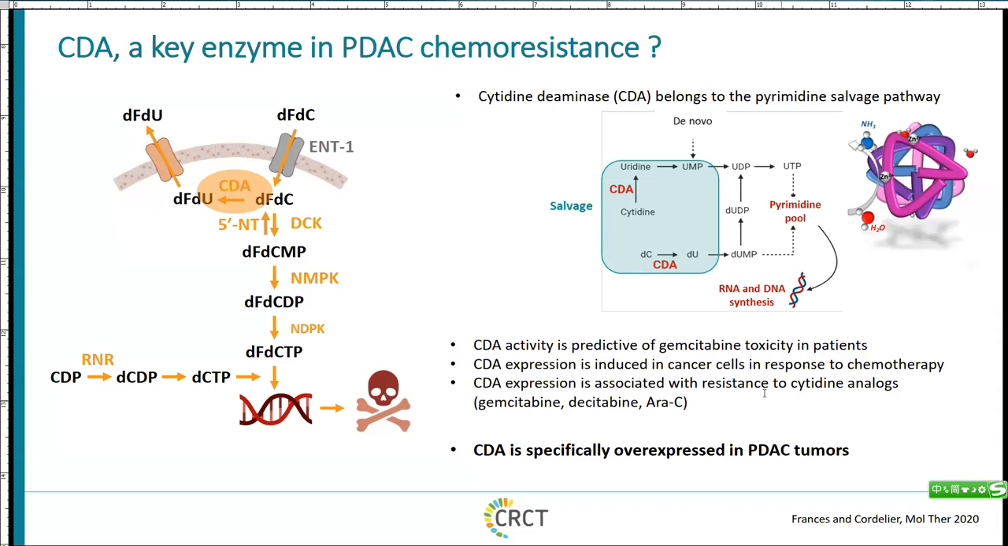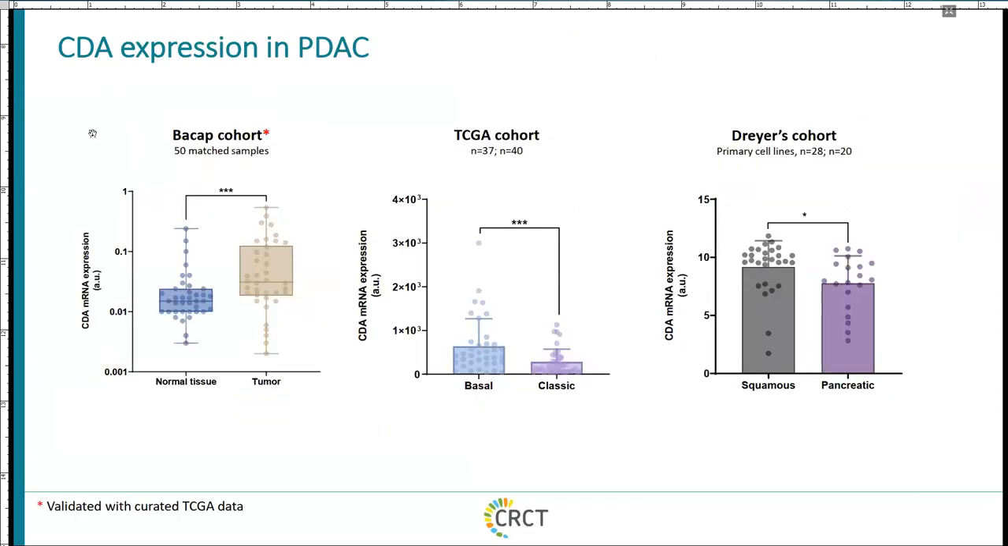Thank you. So on the left, it's the result of the RNA detection, RNA-seq from our BACAP cohort. The BACAP cohort is one of the largest clinical biological cohorts for patients with pancreatic cancer. And we were able to find that when people got surgery for pancreatic tumors, the expression of CDA was higher in the tumor than in the normal tissue.